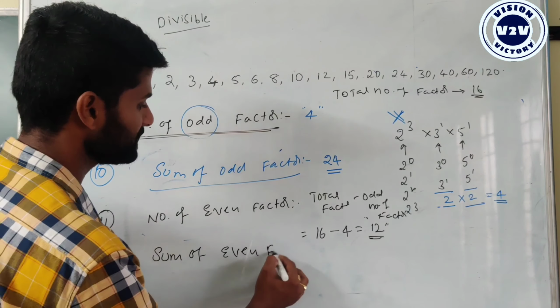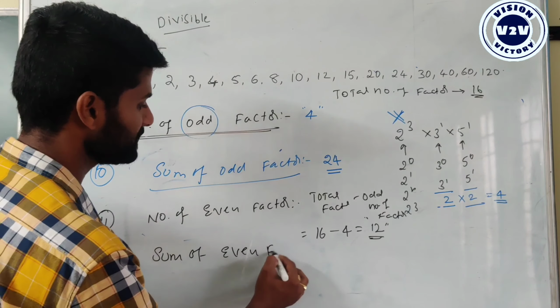He said that we need to add all the even factors. What is the resultant we get? Same, total sum minus odd factors sum. So this is the direct calculation. We already calculated previously the sum of factors, and that value becomes 360.